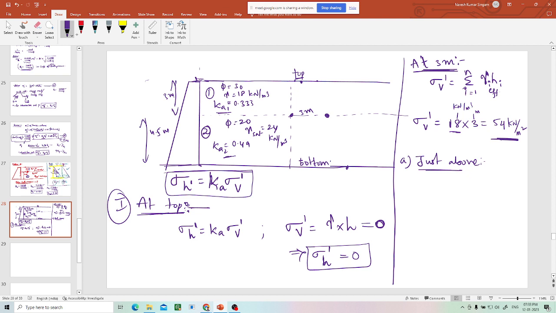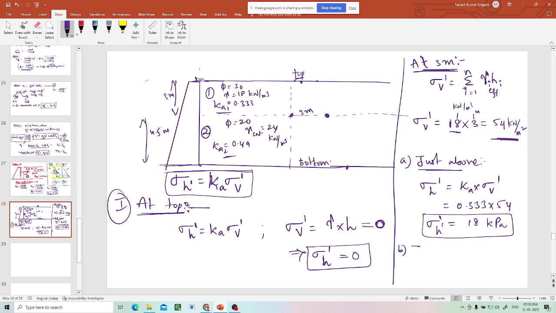Now, if I talk about that just above, sigma h dash will be, we know, Ka multiplied by sigma v dash. What is Ka just above? Ka1, right? Ka1 is 0.33 multiplied by sigma v dash we have found out. So what is the value? This is 18 kPa. Sigma h dash is 18 kPa at 3 meters just above.